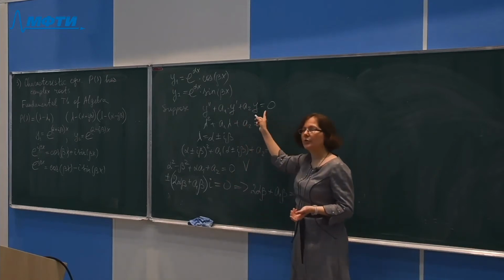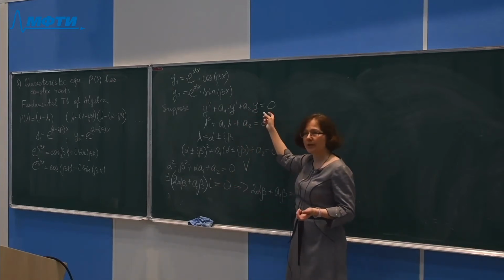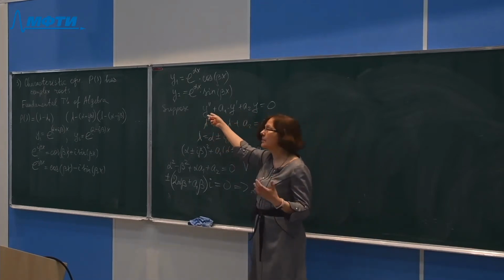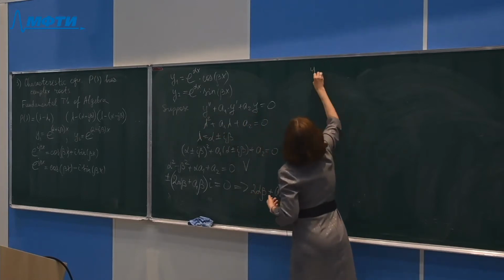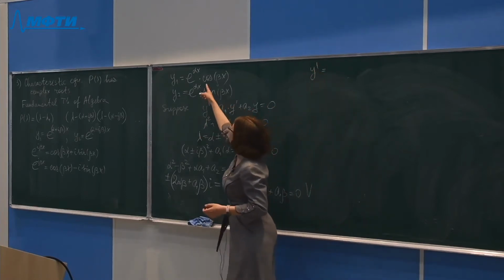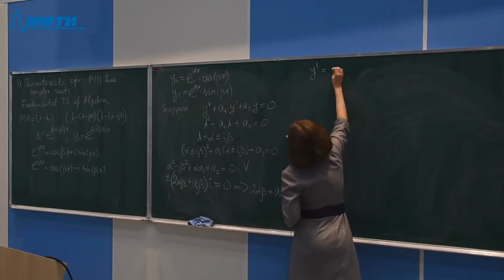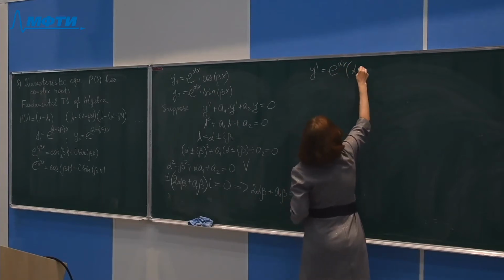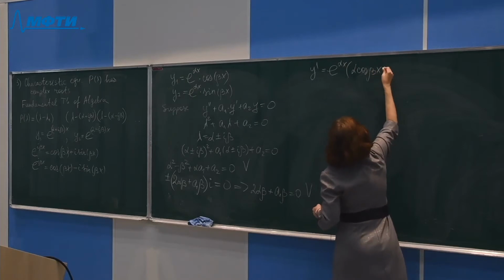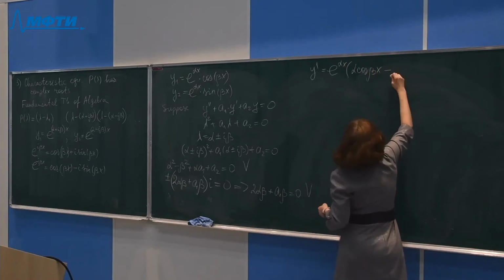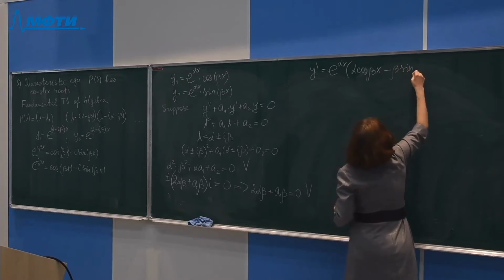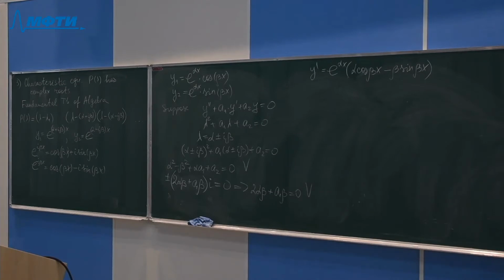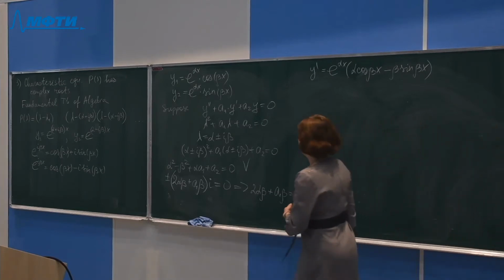of this differential equation. I want to check this. To do this, I need to take the first derivative, the second derivative, and substitute them into this equation. So y prime, differentiated, will be e to alpha x times alpha cos beta x minus beta sine beta x. This is the first derivative. Using the product rule, we can find this.